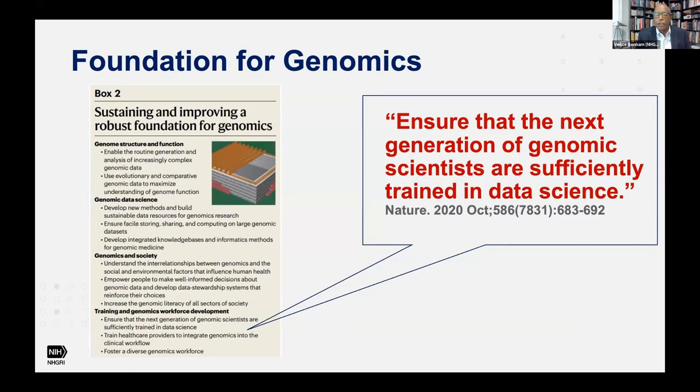But we also talk about these issues with regards to the foundation for genomics. And I just want to highlight two items within box two in the vision. One is to ensure that the next generation of genomic scientists are sufficiently trained in data science. And that is the work of AnVIL from my perspective with regards to providing a platform that's user-friendly, that's available for individuals, that a truly diverse group of trainees and then scientists across different biomedical research can use AnVIL for their research and their research questions. So a recognition that there is an important role around training that I believe that the AnVIL program has.